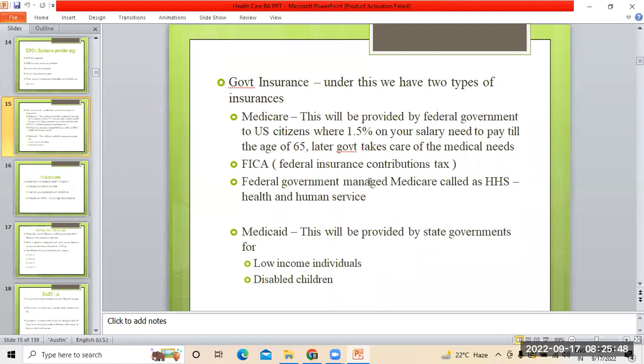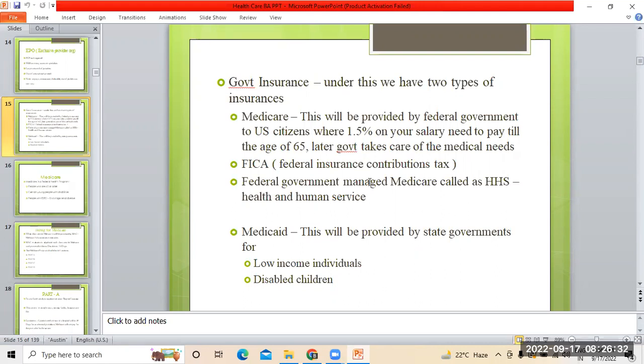This contribution amount will be maintained by FICA. Please remember these terminologies, because they might be useful whenever you are interacting with someone or applying for something. This is important especially for a BA, because terminology varies from one domain to another. It will not be the same for everyone. And in healthcare, there are a lot of terminologies, not like the general ones you see in regular life.